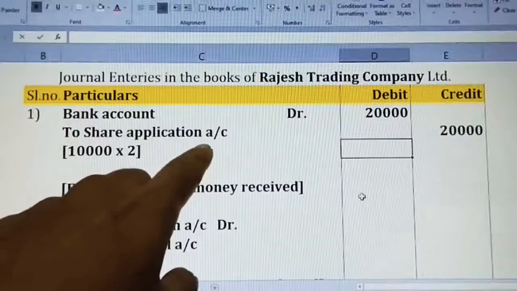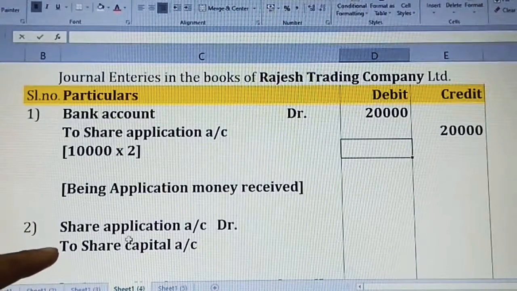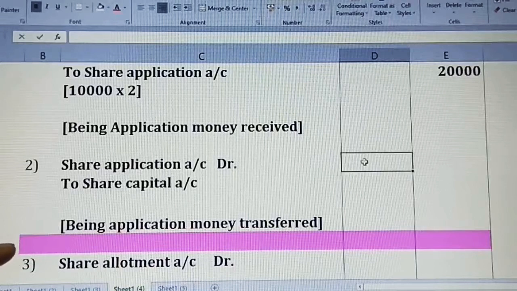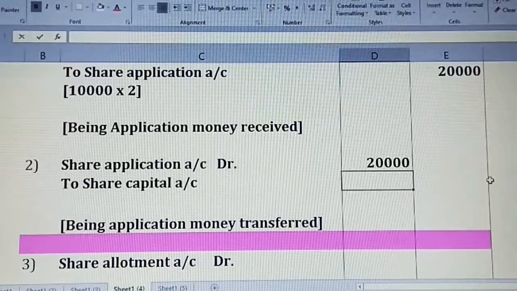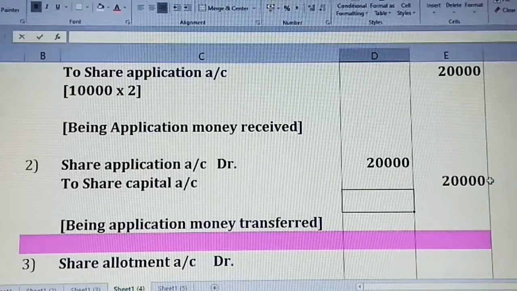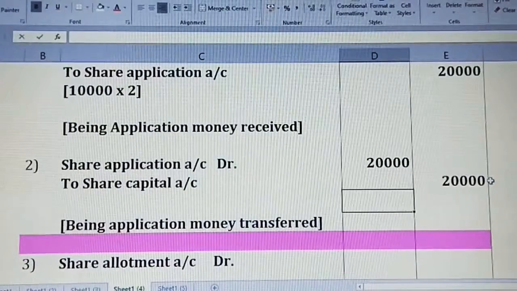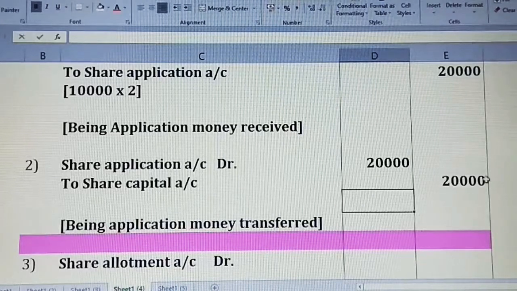What is being received on application, we are going to transfer to the share capital. So share application account debit to share capital account, the same value is going to be transferred as what is received. Whatever we receive is what is going to be transferred. Being application money transferred. So there are no changes. The entries are very simple. Observe. Next.